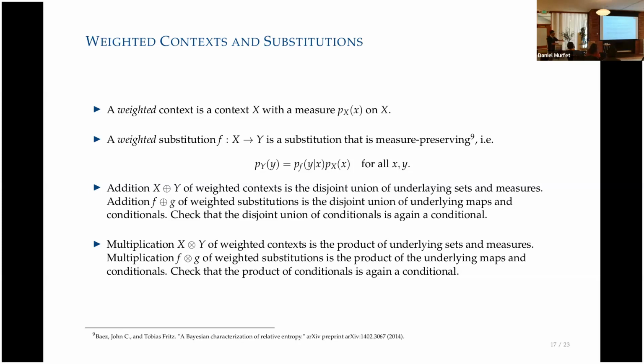Now with these weighted contexts, I have 2 more things for free. The first thing that I can do is add them. The addition of weighted contexts is the disjoint union of the underlying sets and measures.